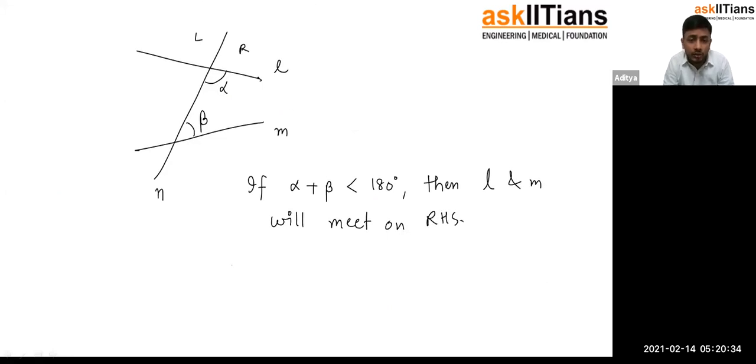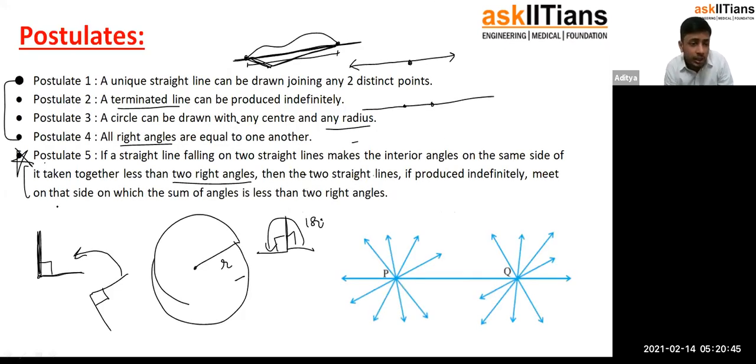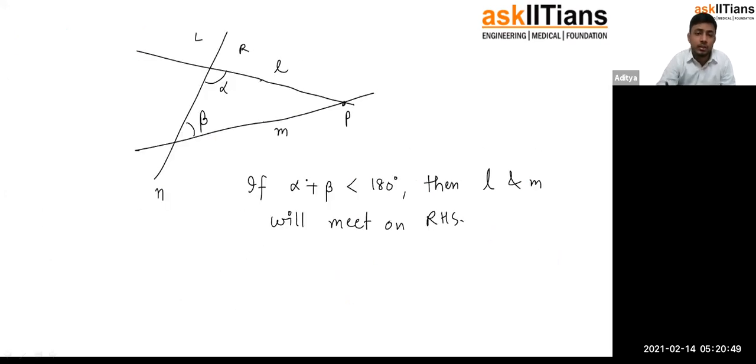Okay, because alpha plus beta is less than 180 degrees, if they are extended indefinitely, they will meet at a point P, which will lie to the right here, because they will meet on that side on which the sum of angles is less than 180 degrees. So if we have assumed that the sum of these angles alpha and beta is less than 180 degrees, then they will meet on the same side.